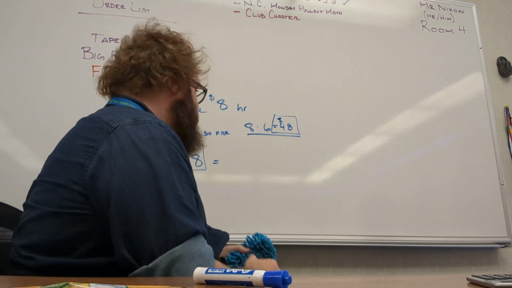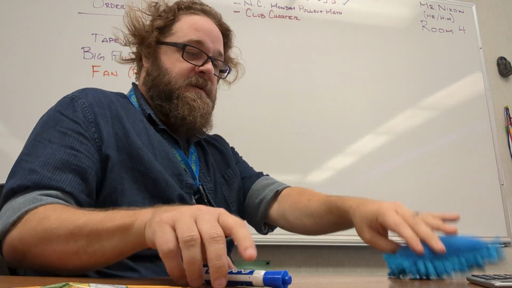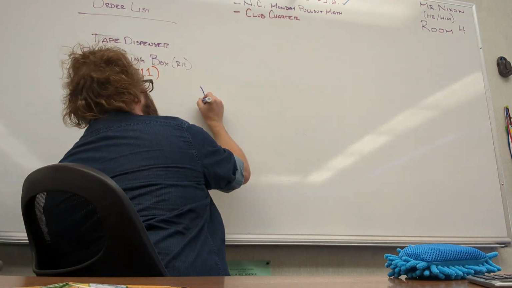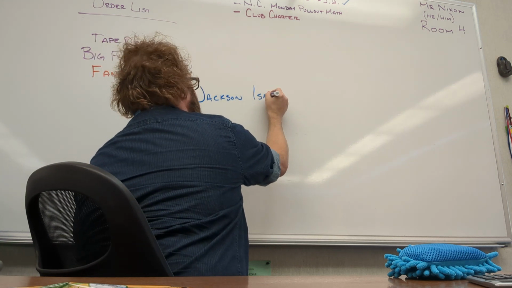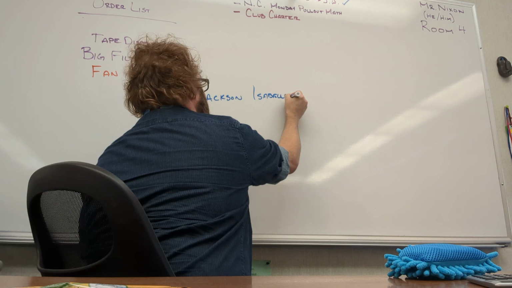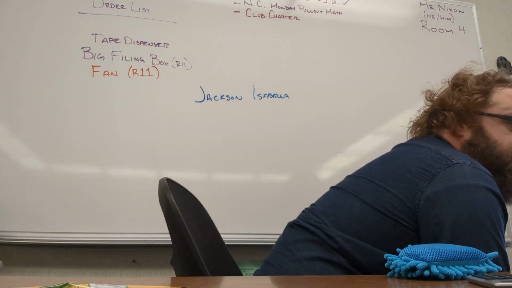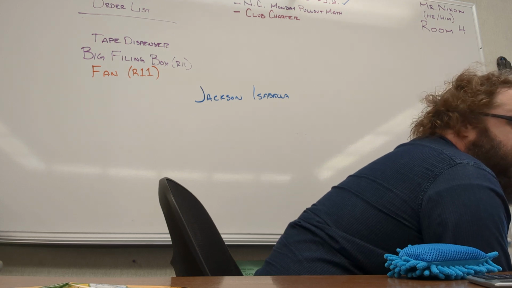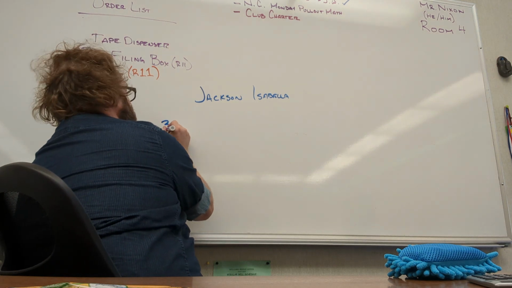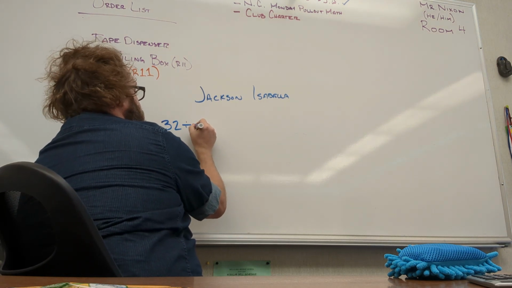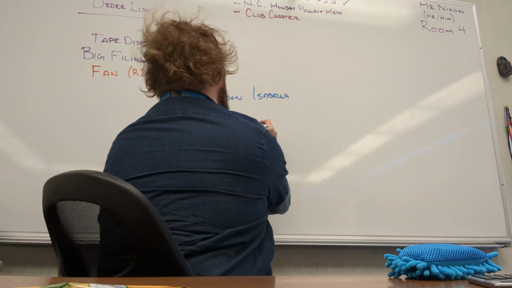New question. Jackson and Isabella's teacher asked them to write an algebraic expression for the quotient of 32 and D. Jackson's answer was 32 divided by D. Isabella's answer was D minus 32. Which student was correct? What was the incorrect student's error?